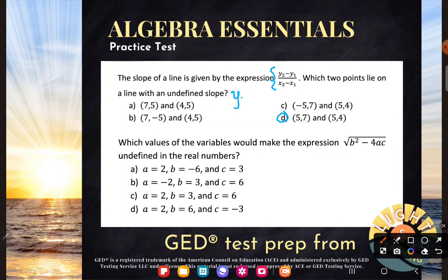So the change in y's means take the second y and subtract the first y from that to see how much my y has changed. And then we'll do the same thing with our x's. And I'll go real slow this time. If this is the first point, 5, 7, then this will be the first x. And this will be the first y. And then 5, 4 is the second point. So this will be the second x. And this will be the second y. And now we'll plug these values in.